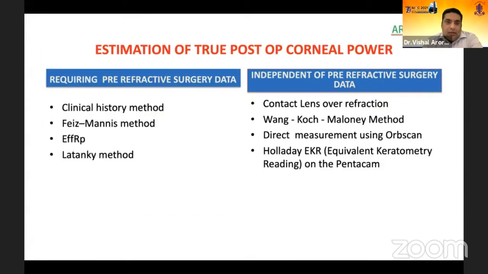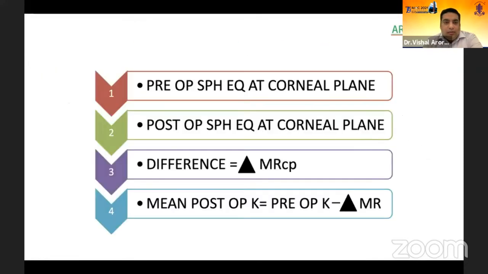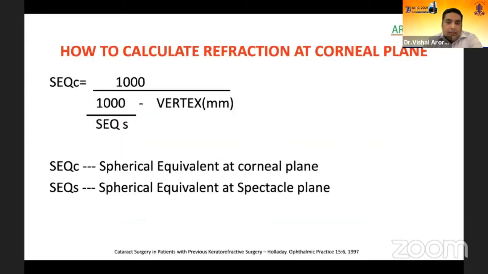As Dr. Ridhima has already told you how you calculate a true corneal power, there are various methods. One requires pre-refractive surgery data, others are independent of the pre-refractive surgery data. If you have the luxury of pre-refractive surgery data, I'll just touch upon that. How do you calculate the post-op K if you have the pre-refractive surgery data? So it's quite simple usually.